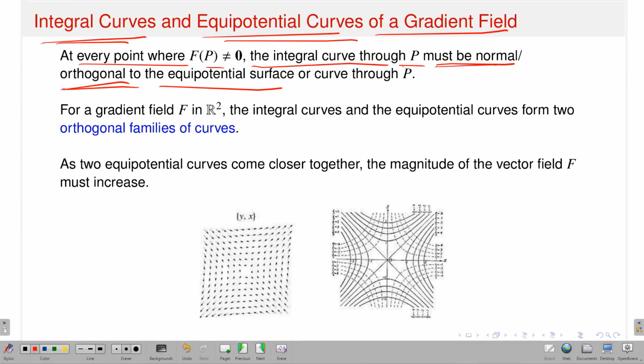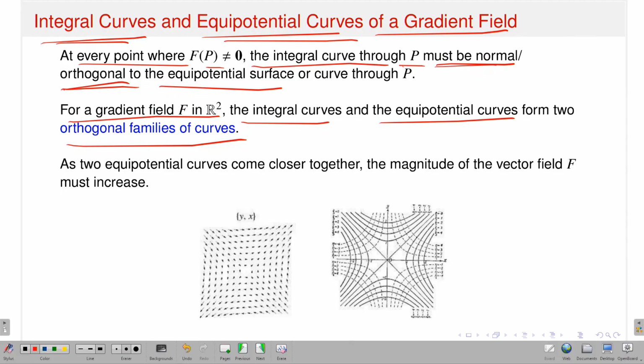Normal, orthogonal, means what? If they cut at a point, take the tangent corresponding to the integral curve and the tangent corresponding to the equipotential curve, and the angle between these two tangents at that point should be pi by 2. Okay, that is exactly the case. So, for a gradient vector field F, the integral curves and the equipotential curves form two orthogonal families of curves. So, that is the relation.